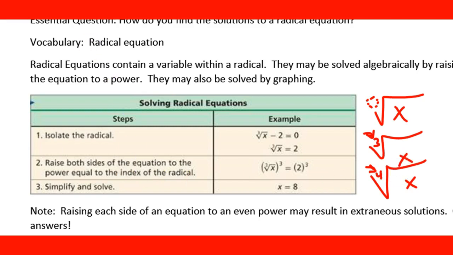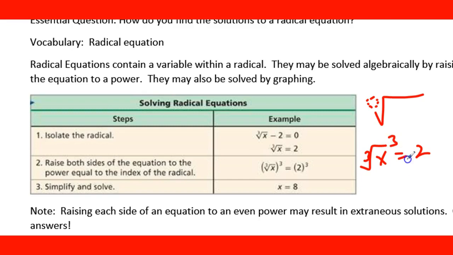But anyway, back to what I was saying. It says raise both sides of the equation to the power equal to the index. So let's say on this side right here, you saw this is the cube root. The cube root of x equals 2. To get rid of this cube root, I want to cube it, so I can negate that side, and I also want to cube this side. Remember, what you do on one side of the equation, you do to the other. So now I have x equals 8. Then it says simplify and solve. So that's what we did. x equals 8. Solve that. 2 cubed is 8.